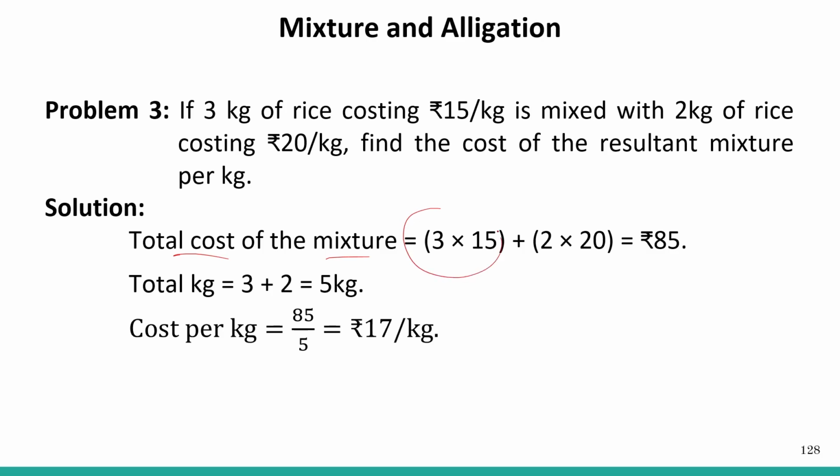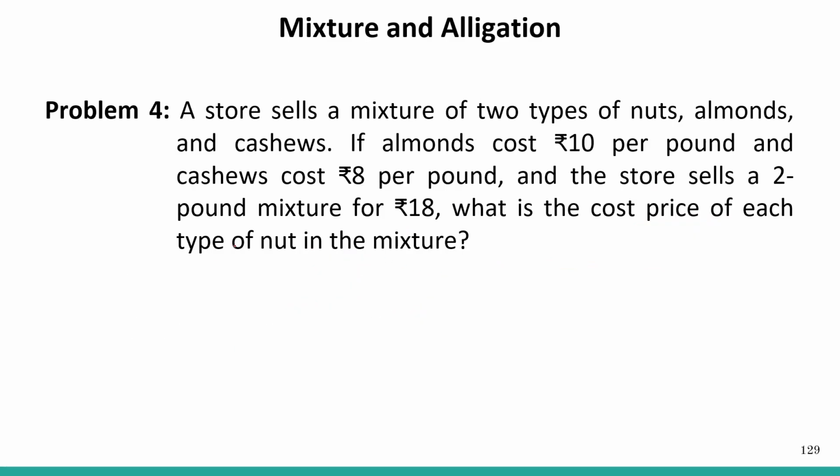So the total cost of the mixture will be 3 into 15 plus 2 into 20, which is equal to 85 rupees. So total kg is equal to 3 plus 2, which is 5 kg. So cost per kg is equal to 85 by 5, which is 17 per kg.